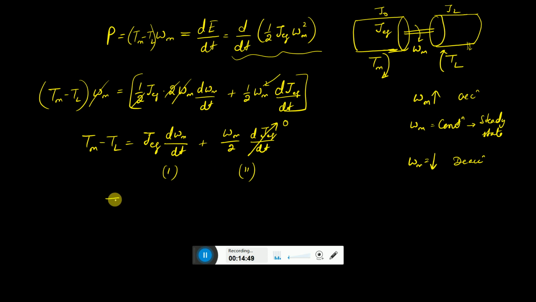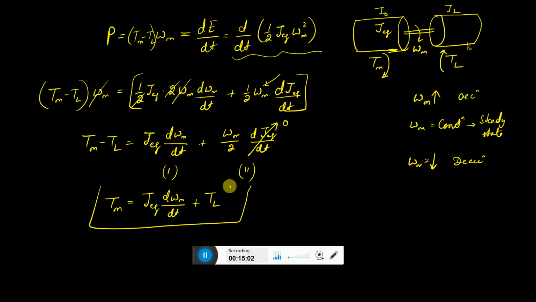What is left is that the electromagnetic torque is equal to J equivalent d omega m by dt plus TL. So this will be the dynamics of the electric drives. Yes, there are some terms that can be added if we consider friction and windage, which we will do at a later stage.